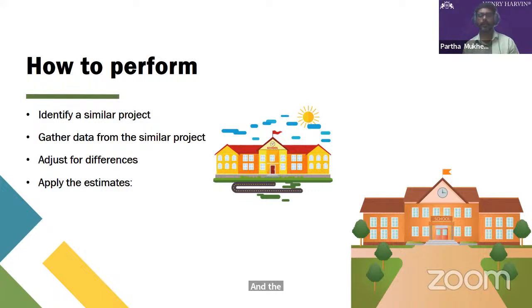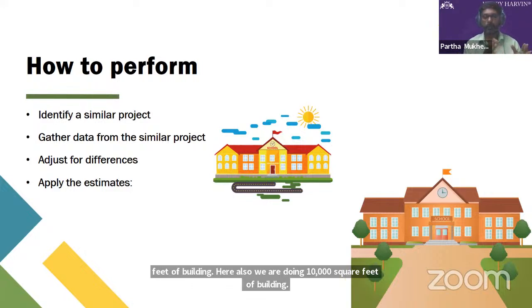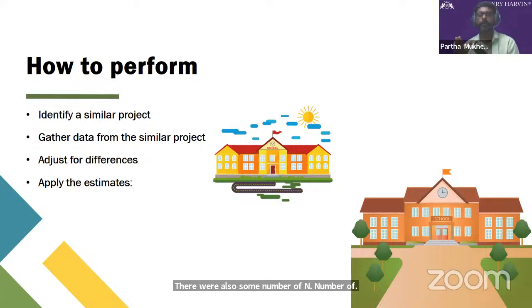So you can take reference and at least try to make your team understand that we are also doing the same type of project. The previous project was also considering 10,000 square feet of building. Here also we are doing 10,000 square feet of building. There were also n number of rooms they had prepared. We are also preparing n number of rooms and the playground. So roughly we can say that we can have this kind of budget or schedule or resource allocated to our project work.